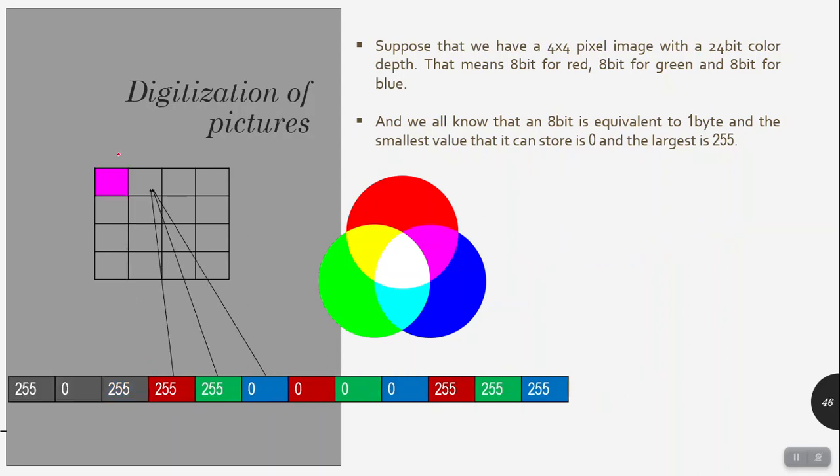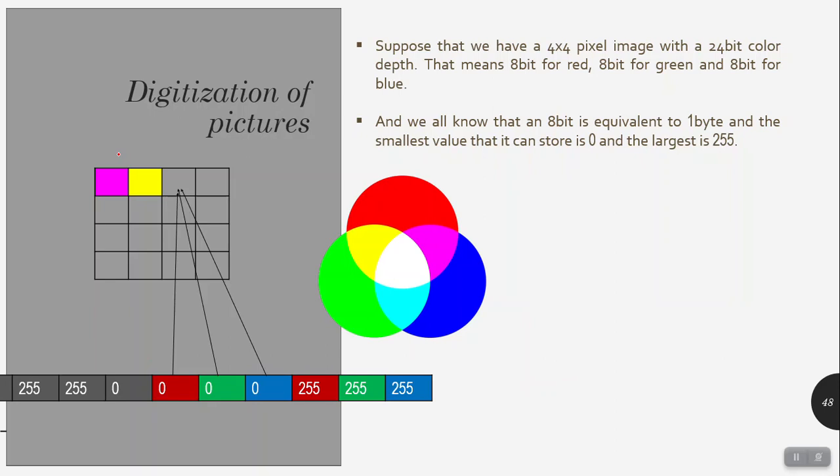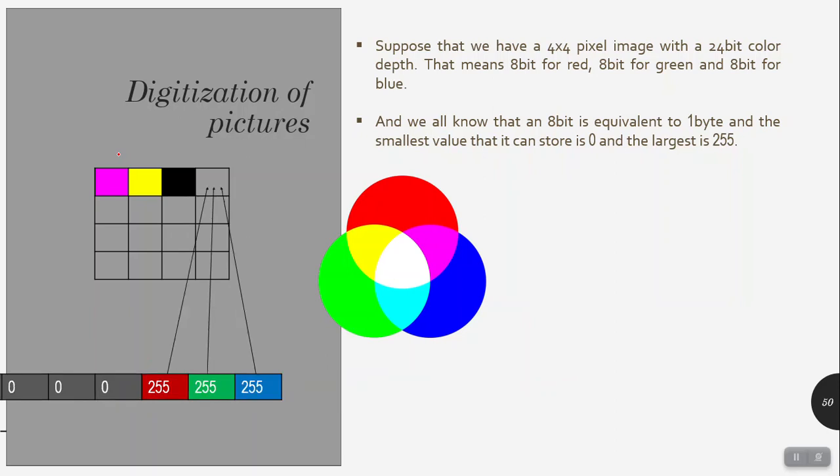Next, 255 for red and 255 for green would result in yellow, and 0 for red, 0 for blue, and 0 for green would result in black, and 255 for red, blue, and green would result in white.